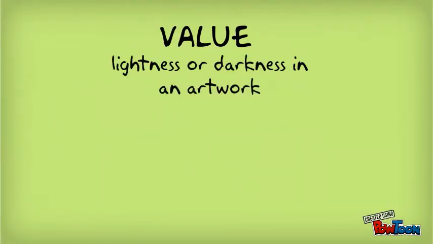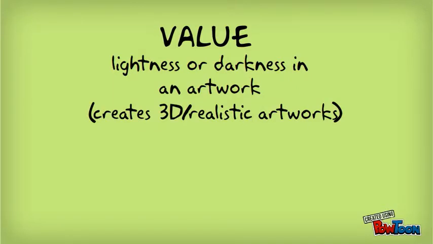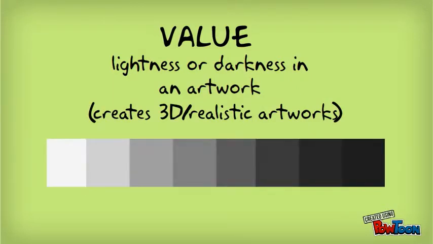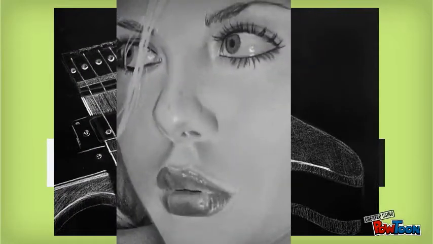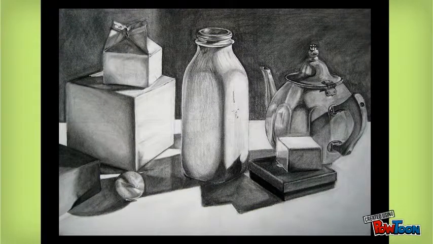Value is the lightness or darkness in an artwork. It creates 3D or realistic artworks. Here's a value scale showing you light and dark values. This artwork has a lot of dark values. This one has a lot of light values. And this one has a perfectly balanced amount of both.